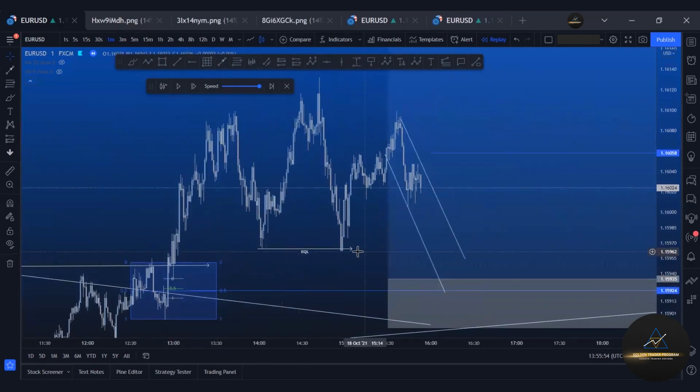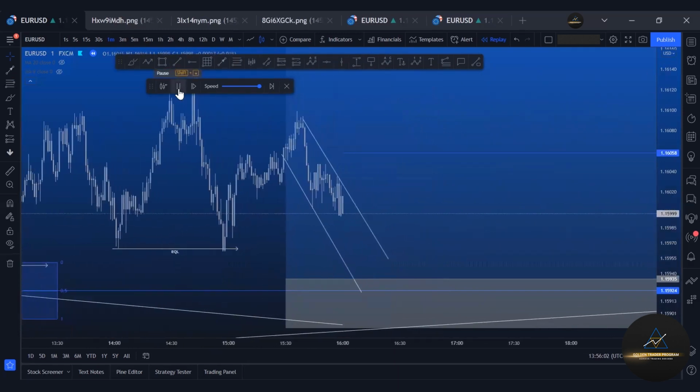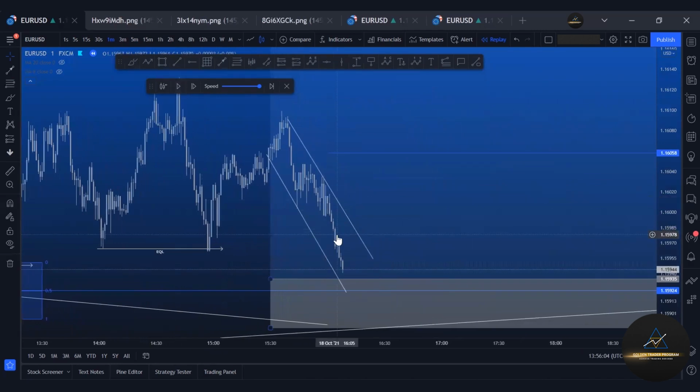So we've got the equal lows. That's the first rule of thumb. You need to look for the equal lows. Once there's equal lows, then you look for the pattern. And what's happened? This is around 4 p.m. Again, look at the trading time.